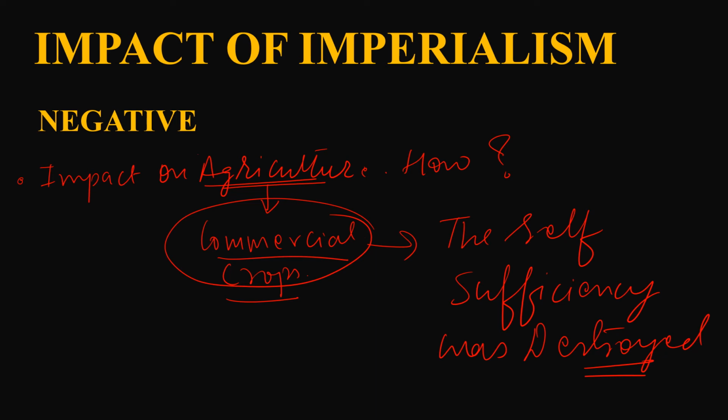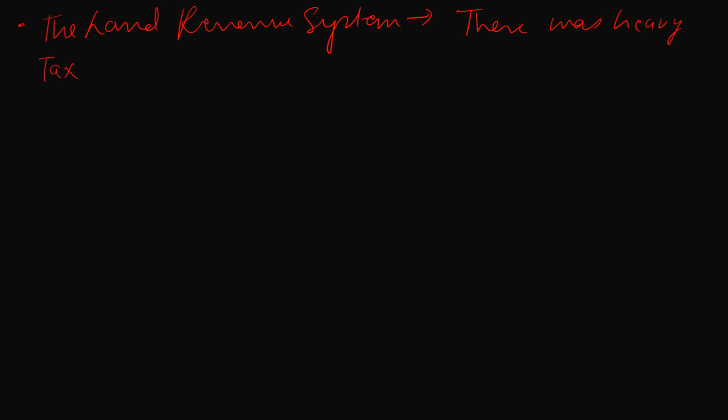So the impact on agriculture, the old aged agrarian methods or the agrarian economy was totally destroyed because people were forced to grow the commercial crops. This destroyed the self-sufficiency of the people. So the next was the land revenue system. And the land revenue system, there were heavy taxation, and this was actually to suit the requirements of the imperial states.